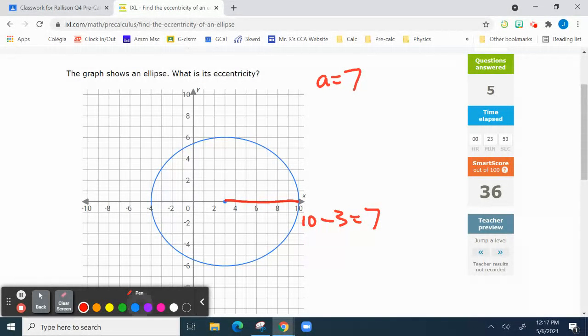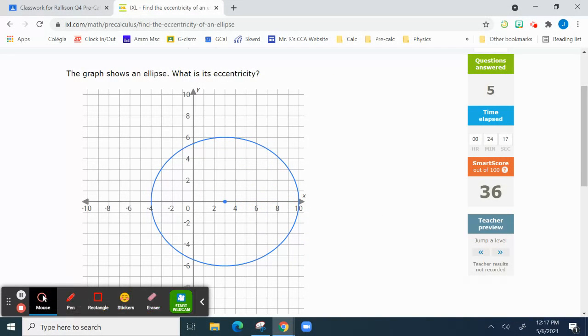And B, so A is 7 and B is 6, right? And we're looking for C, and we know that if A is 7 there, this is also 7, and then you just got to go find it. And I'm going to jump a level again, see if there's anything harder.